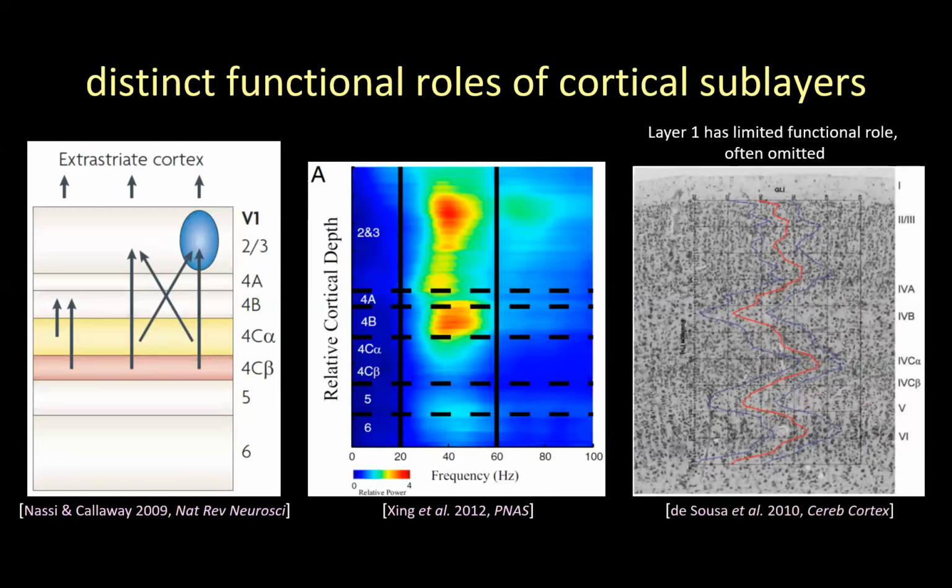Again, that's because layer 1 is very cell sparse. It's thought to have a limited functional role, although as Josine said, we see a lot of projections into layer 1, a lot of inhibitory cells there. So I do think it's quite important, but it's common to not report any measurable neural activity within this layer.